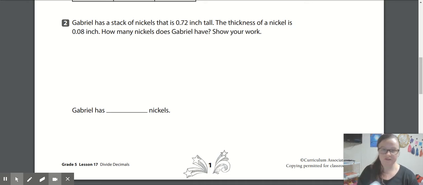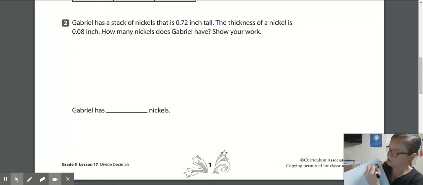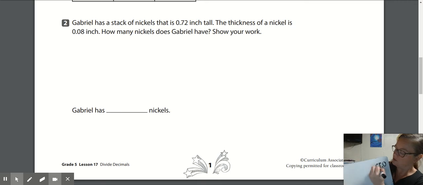All right, so the first thing I want to do is represent it using an equation. So I know that the total is going to be 72 hundredths. Each one is going to be 8/100 of an inch. So I need to know how many nickels it would take to get to that total. So with division, just a reminder, the number that I'm starting with and dividing is called my dividend. This number here is called my divisor.